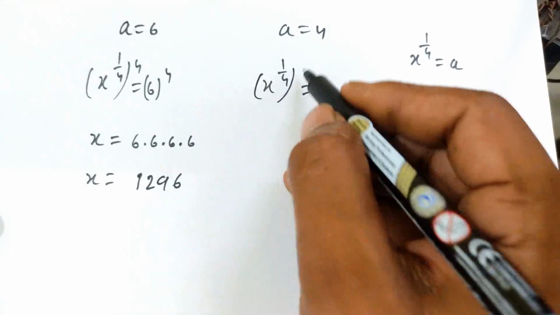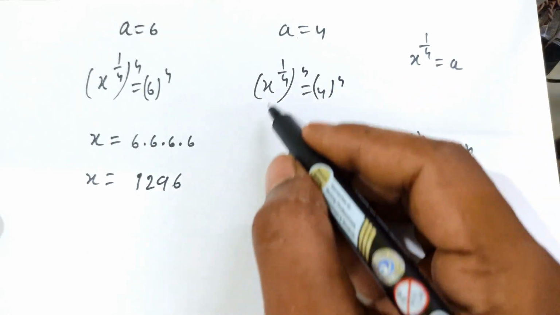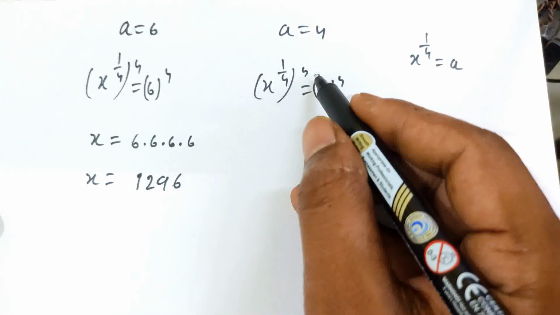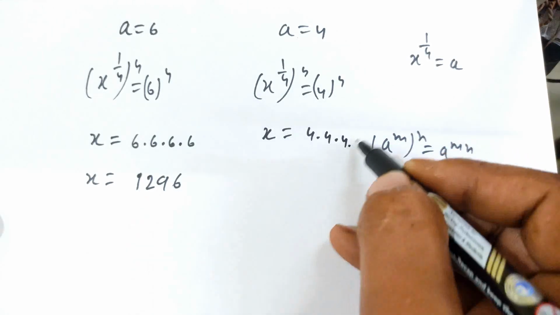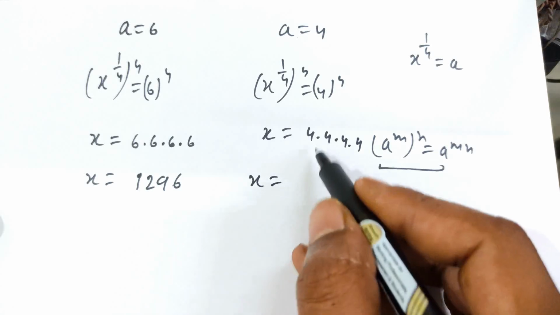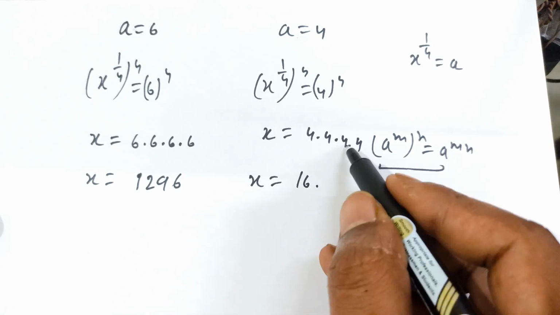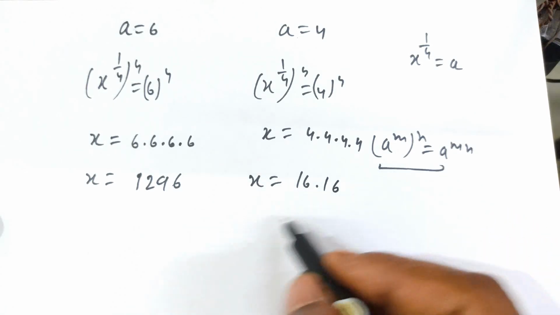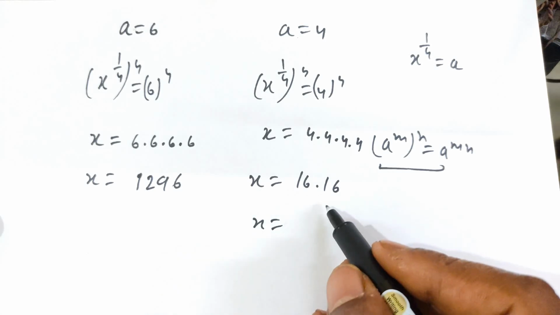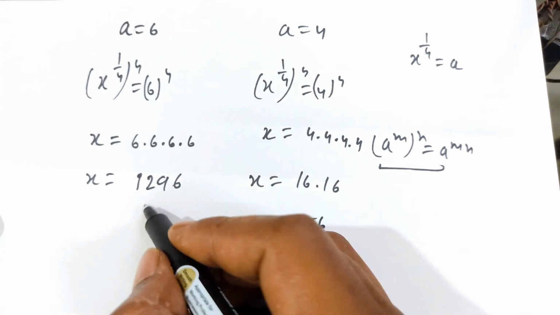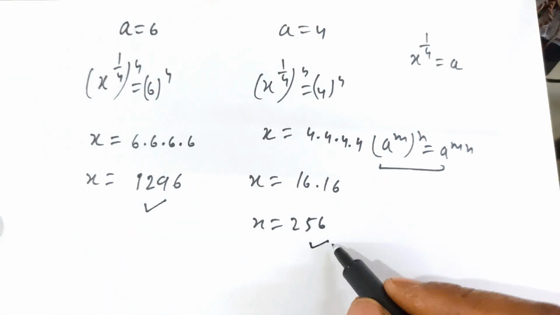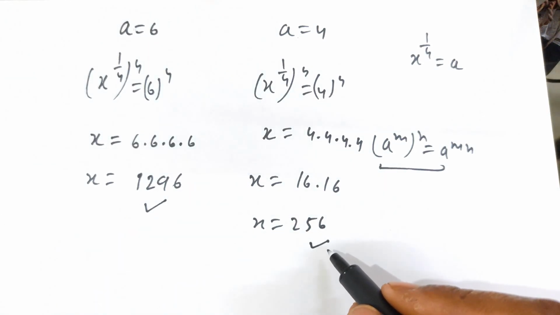And here if we take power 4 on both sides, then on the left hand side (x^(1/4))^4 gives x, and this is equal to 4 times 4 times 4 times 4. 4 times 4 is 16, and 4 times 4 is 16, and 16 times 16 is 256. Here students, the two possible values of x are 1296 and 256.